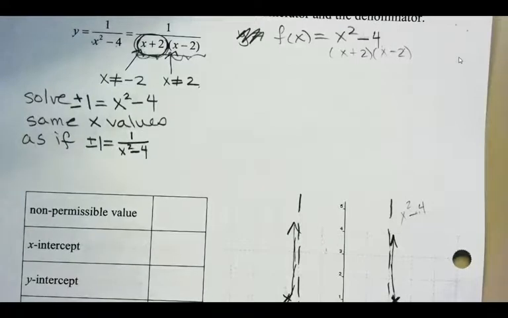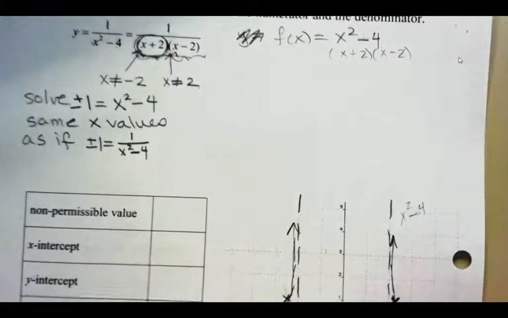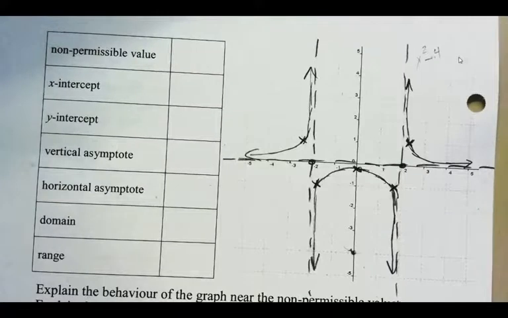Is there a horizontal asymptote of 0? There is definitely a horizontal asymptote right here. Yeah. Oh, sorry. Right there.